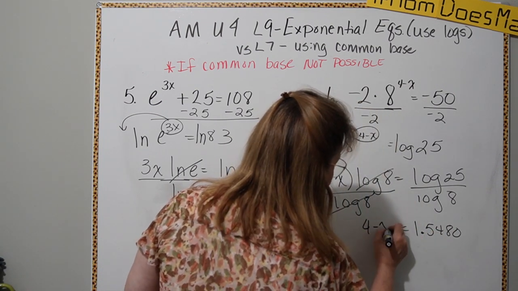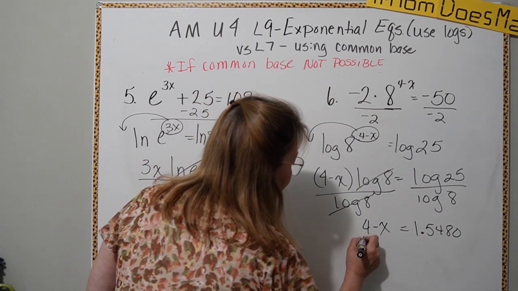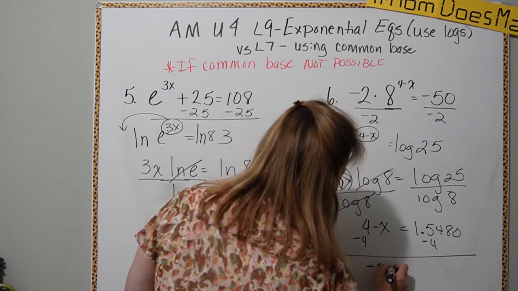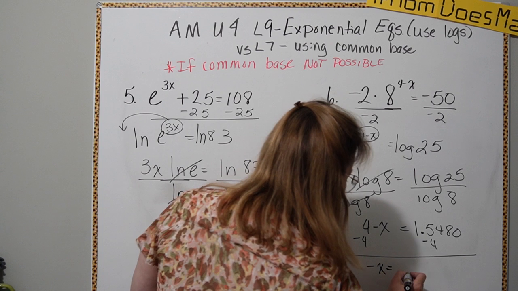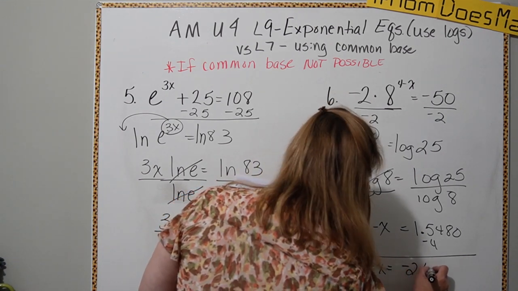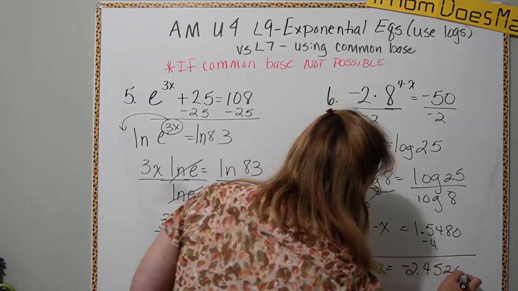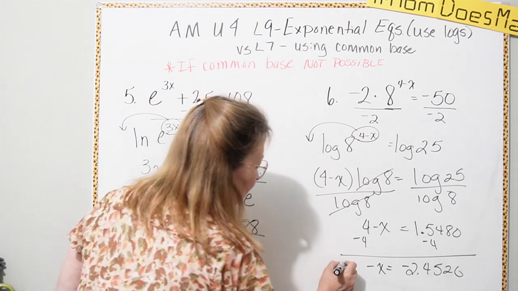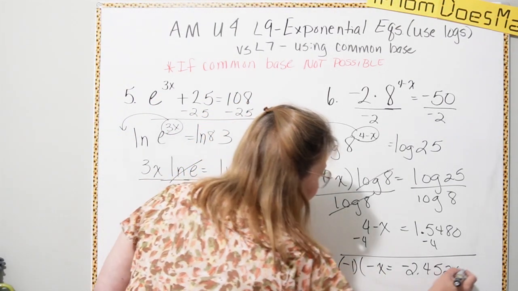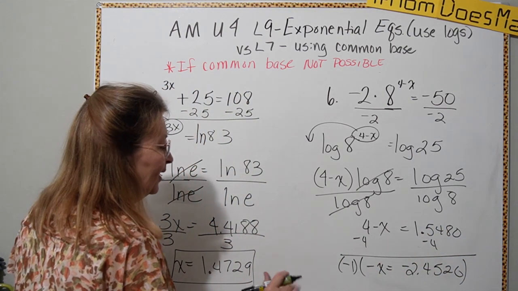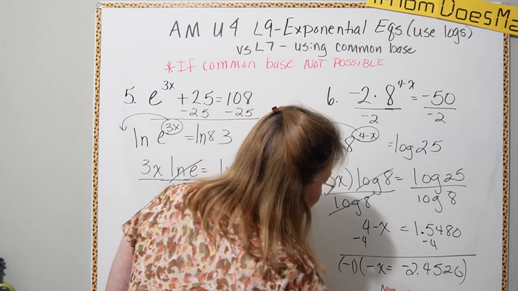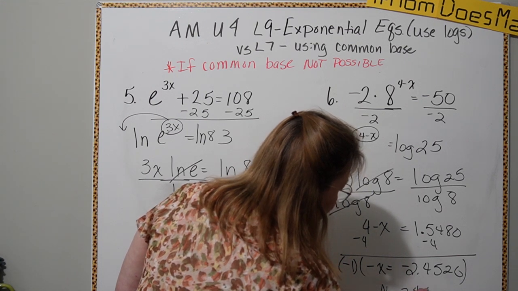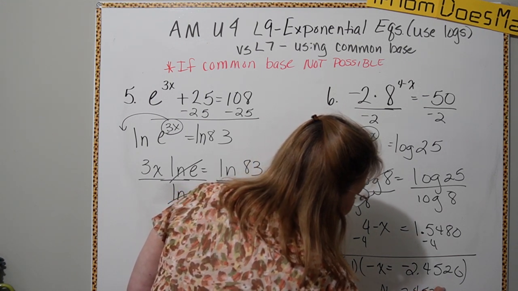And we have 4 minus x left over here. Okay, now we're going to subtract 4 from each side, so that's going to give me negative x is equal to negative 2.4520. But remember, I don't want to know what negative x is. I want to know what positive x is. So I'm going to multiply both sides all the way through by negative, and that's simply going to make each side positive. So my final answer is 2.4520.